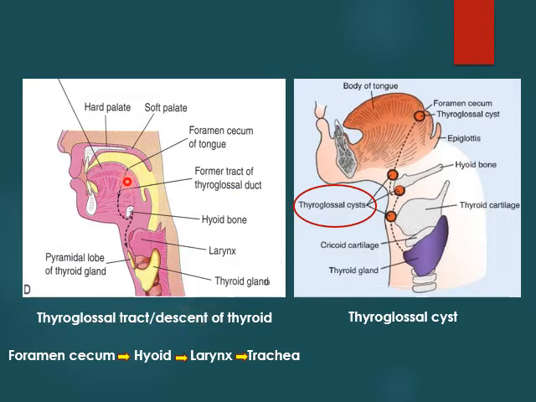The thyroglossal duct descends from the base of the tongue, the region of the foramen cecum, down through the hyoid bone, then in front of the larynx, and finally to the upper trachea and in front of the upper trachea. As it descends, sometimes it can have cystic remnants along its track, and these are known as thyroglossal cysts. So the path of descent is foramen cecum, hyoid bone, larynx, and trachea.